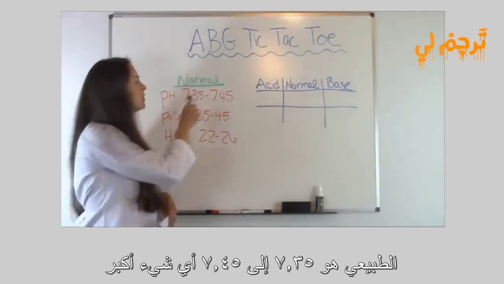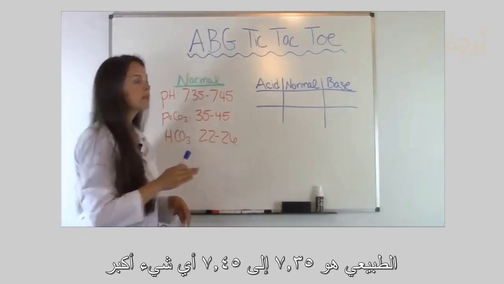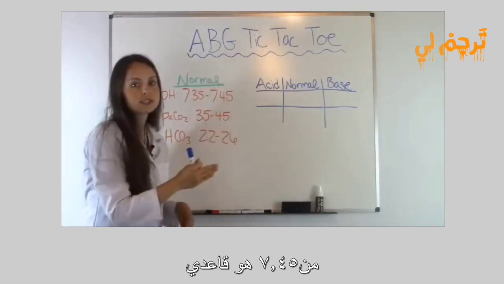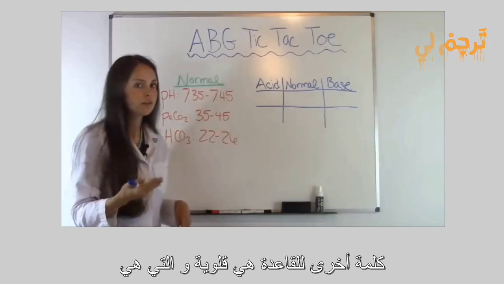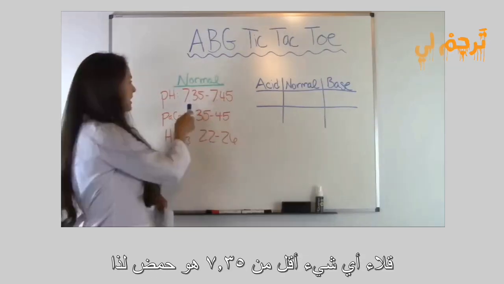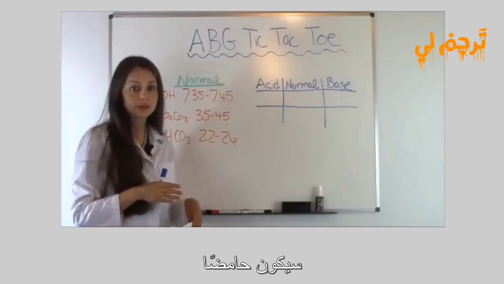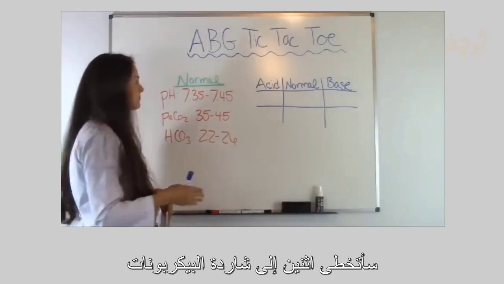pH level, the normal is 7.35 to 7.45. Anything over 7.45 is a base. Another word for base is alkalotic, which is alkalosis. Anything less than 7.35 is an acid, so it would be acidotic.